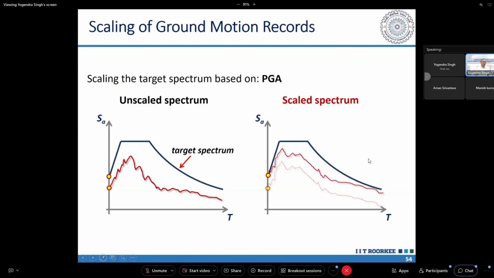The other way of scaling is that I do not fix the PGA, but I shift the whole response spectrum in such a way that the error between the target response spectrum and the new response spectrum is minimized. So that is the scaling we will use, where we need not do it for the whole period range, but in the period range of interest. And what is the period range of interest? Where all the modes of my structure lie, or at least the modes which have 90% mass participation, and a slight period range beyond that also. So we will consider a period range.